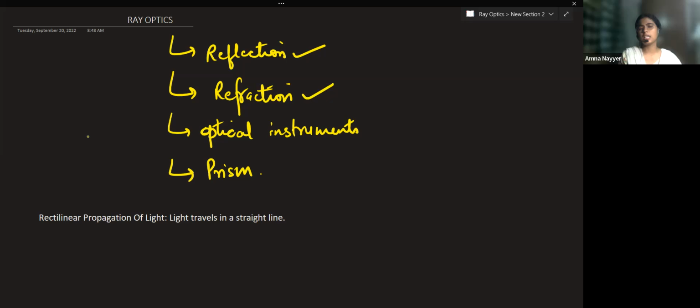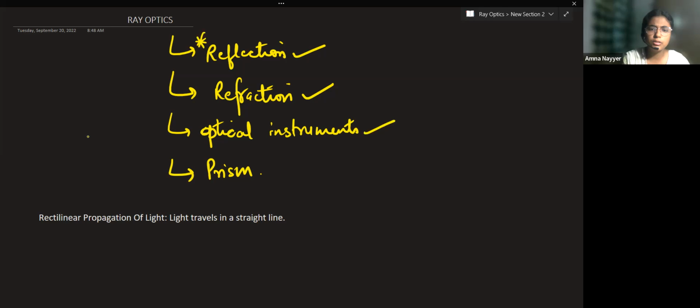Optical instruments are basically your microscope and you have telescope. So microscope also, both the microscopes that are present, your simple microscope, your compound microscope. So that is included, and that was included last year also. But reflection, as I'm saying, since it was deleted last year, chances of questions coming from reflection is more.